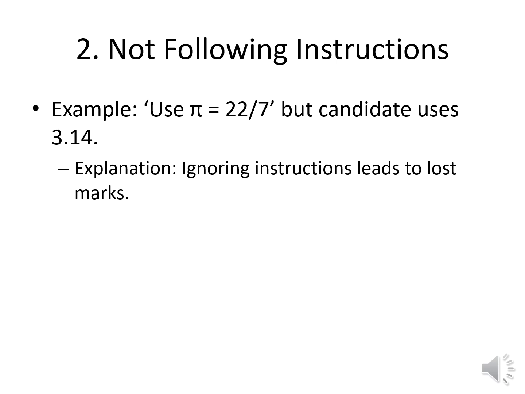Not following instructions. Example, use pi as 22 over 7, but the candidate uses 3.142. Ignoring the instruction leads to loss of marks. So it's good you follow instructions to the letter.